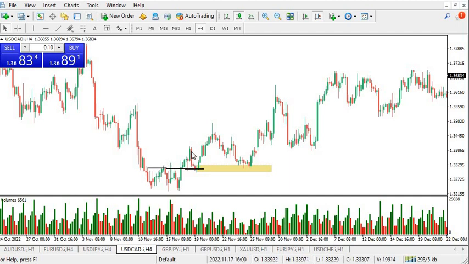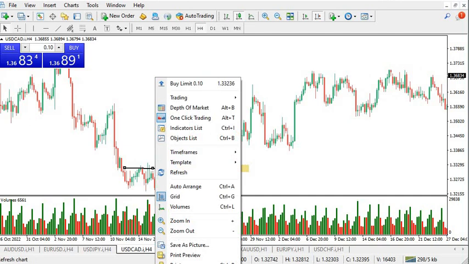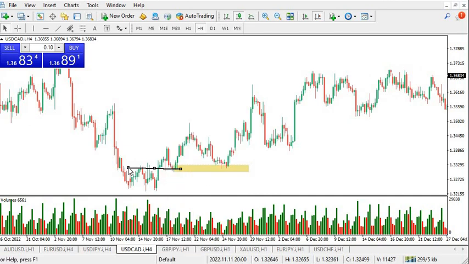Yes, this way. So again, that was the first point of fulfilling the criteria. The second point is that this order block broke the structure to the upside. It broke this resistance, this short-term resistance. So this one is a valid order block.